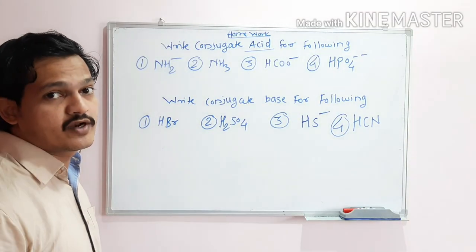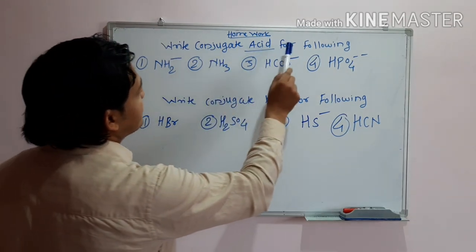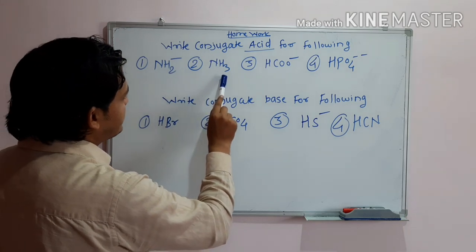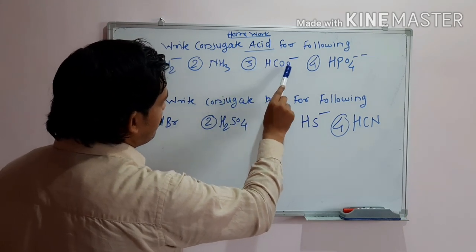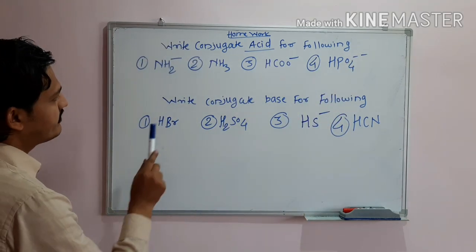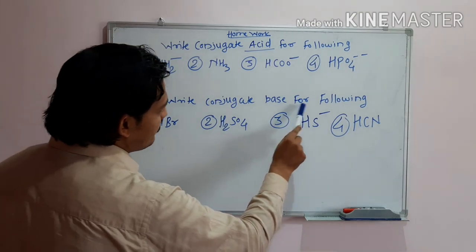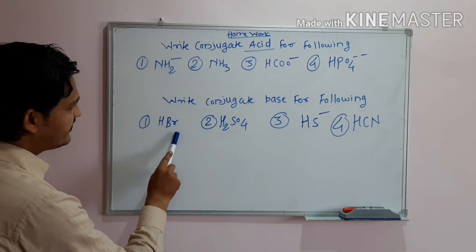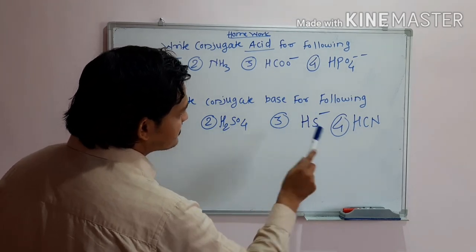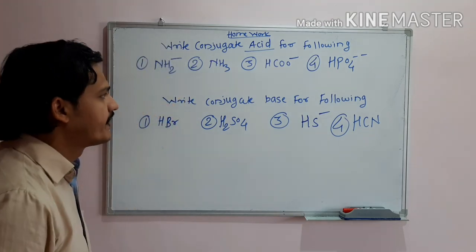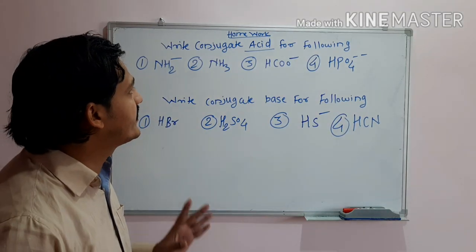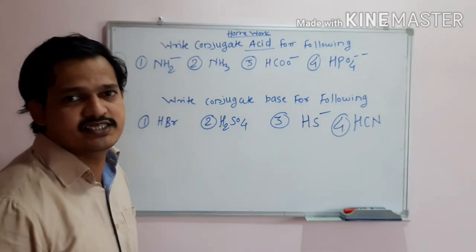Now this is the homework for you. Write the conjugate acid for the following compounds. Number one, NH2 minus. Two, NH3. Three, HCOO minus. Four, HPO4 minus minus. Then point number two: write the conjugate base for the following compounds. Number one, HBr. Number two, H2SO4. Number three, HS minus. And number four, HCl. Now please solve this homework carefully, because it is a really very important point for JEE, NEET and MHT CET exams.